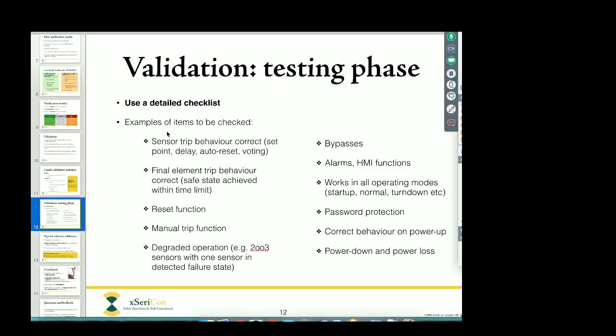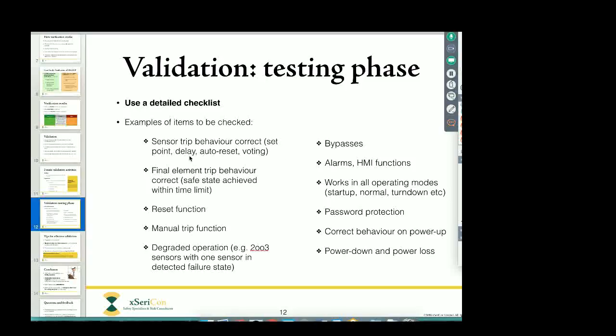What kind of things need to be on the checklist? Well, here are some examples. We need to check that the sensor trip behavior is correct. For example, does it trip at the correct set point? Does it trip in the correct direction? So if it's a high or low trip, does it actually trip as the process variable transitions from low to high and not the other way around?